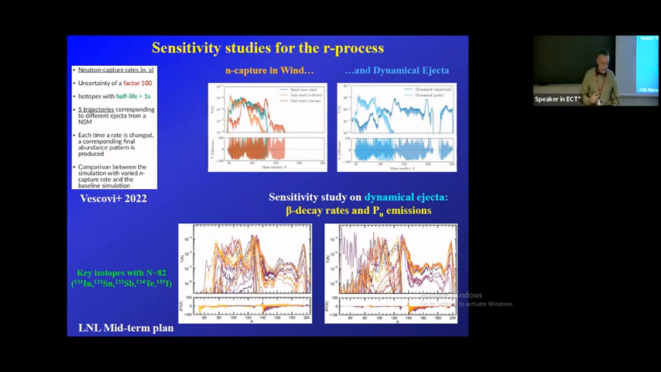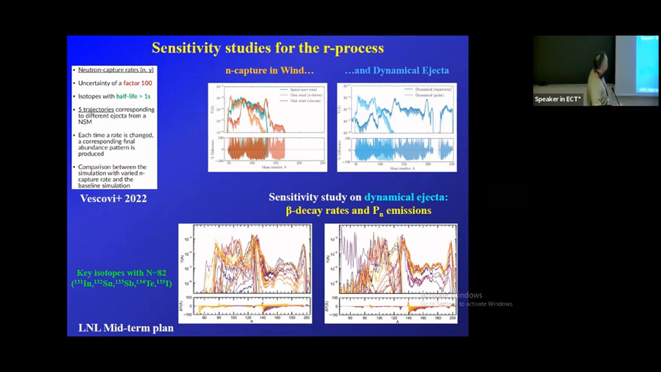In the sense, there are many uncertainties. Can we reduce the uncertainties in some way, given that the nuclear inputs adopted in these models are extremely various? Depending on the compilation, you can really obtain different results on the masses, on the beta decays, on the fission rates you use, and so on. So together with Diego Vescovi, we decided to perform a sensitivity study just focusing on neutron capture rates.